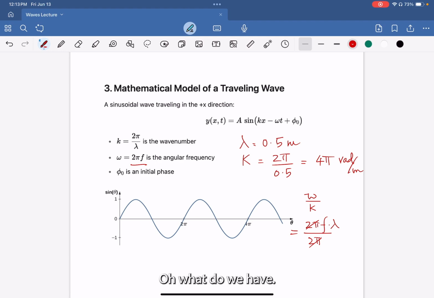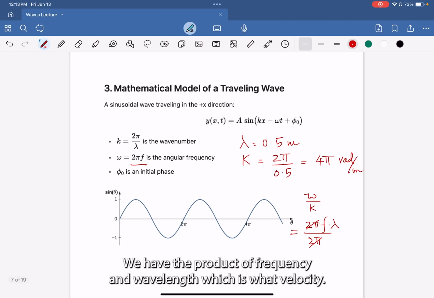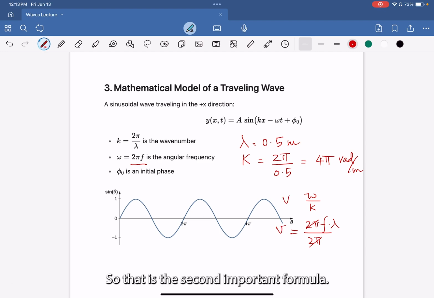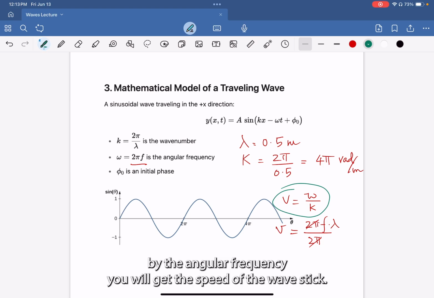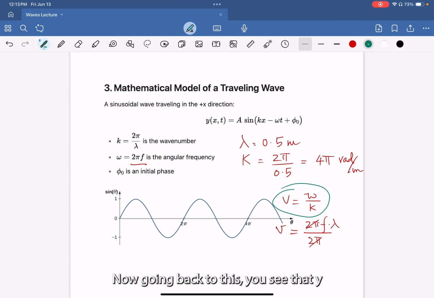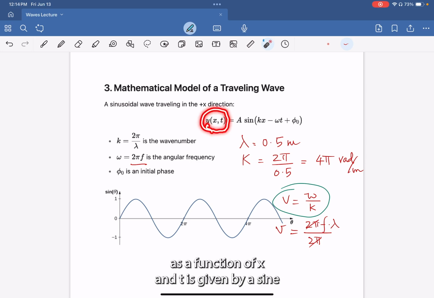Oh, what do we have? We have the product of frequency and wavelength, which is what? Velocity. So there is the second important formula. Velocity can also be calculated using omega by k. So if you divide the angular frequency by the wave number, you will get the speed of the wave. Second important formula.